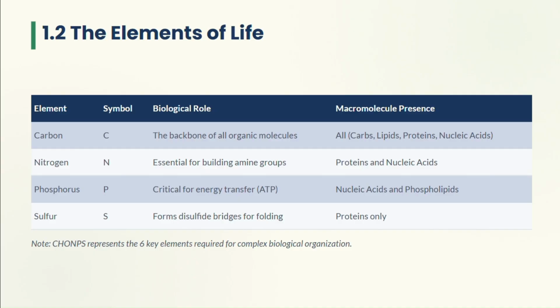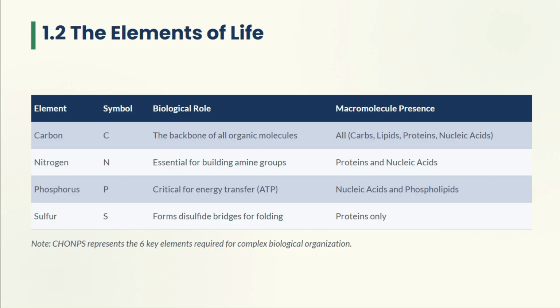1.2 covers the elements of life. The primary elements that make up all organic molecules include carbon, hydrogen, nitrogen, phosphorus, and sulfur. Carbon's role is the backbone of all organic molecules, and it is present in carbohydrates, lipids, proteins, and nucleic acids. Nitrogen is essential for building amine groups, and it is present in proteins and nucleic acids.